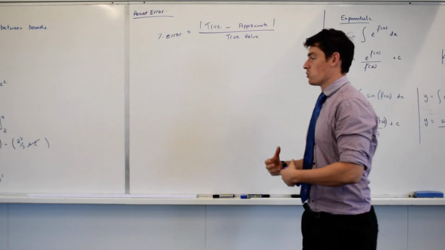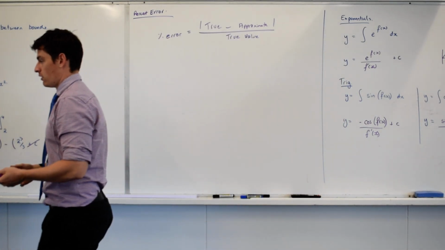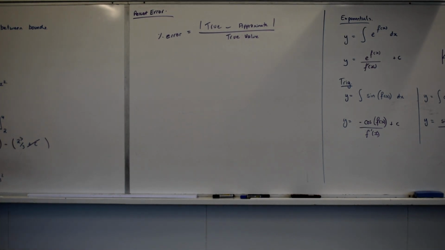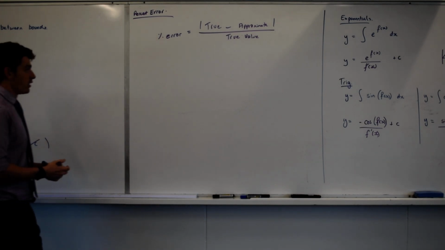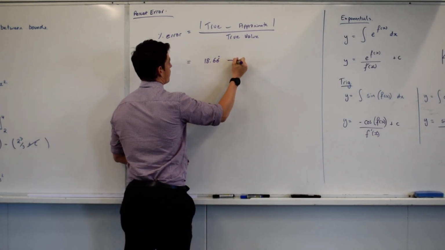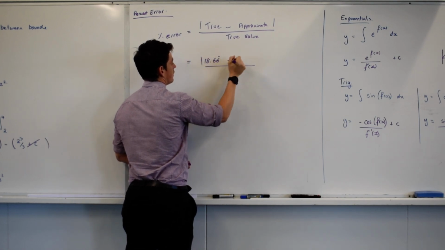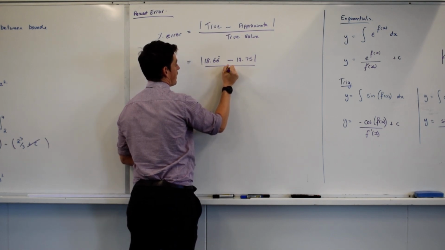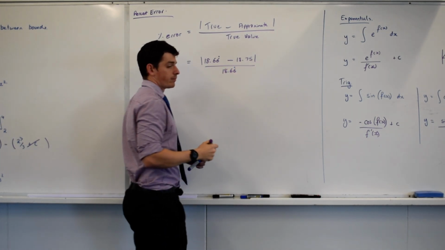So which of these values would be our true value here? 56 over 3. Yeah, the integrated version is the true value. The approximation is the trapezoidal. So we said before, we had the 18.66 recurring minus 18.75, correct? Divided by 18.66 recurring.